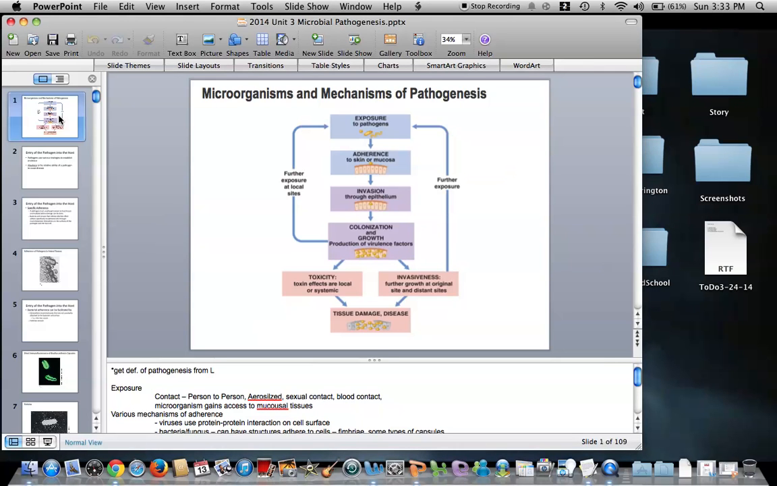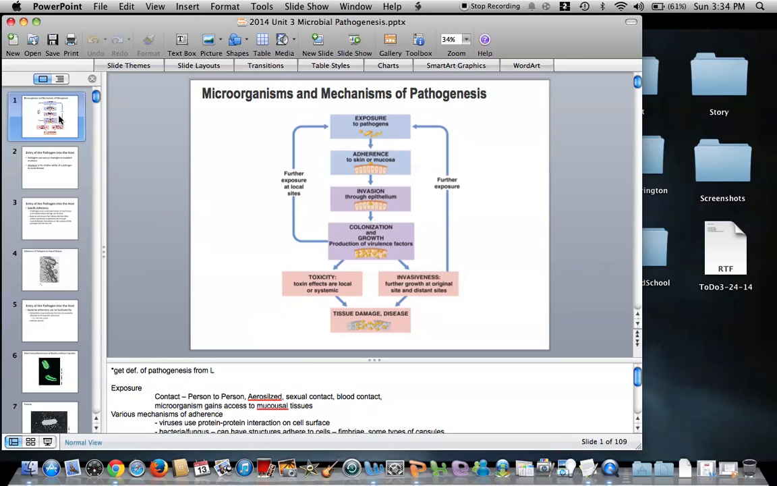Alright, today we are looking at Unit 3 of Microbiology, Microbial Pathogenesis. There's also some of the end of Unit 2 that might be going back through at the end of this video, depending on how long it takes to go through this. I'm guessing it'll be 2 separate videos. Alright, microorganisms and mechanisms of pathogenesis.